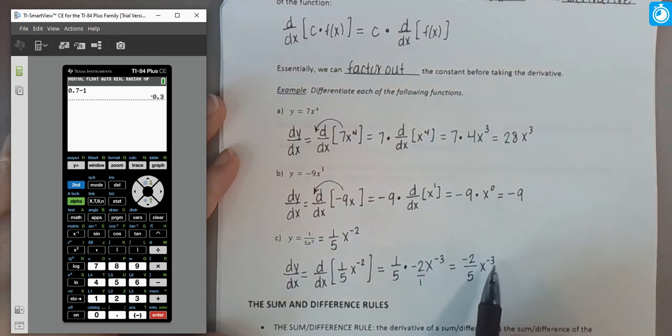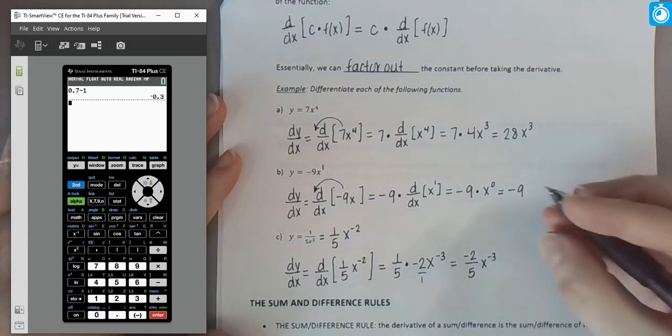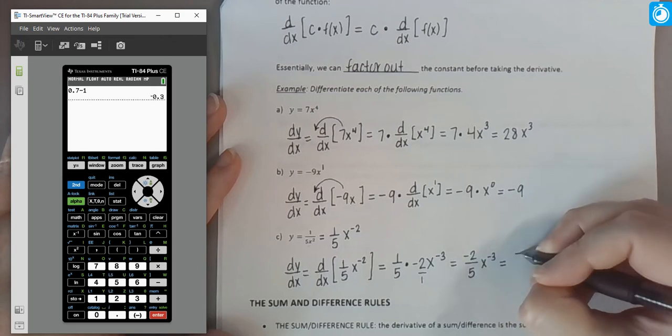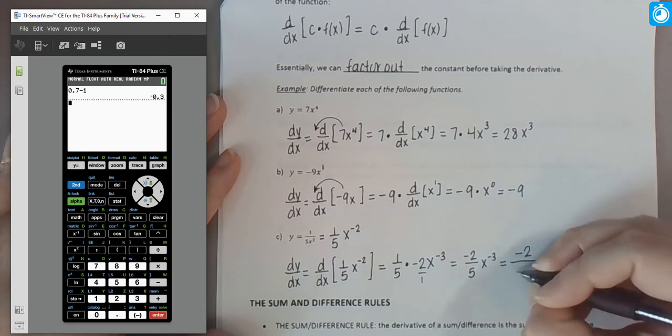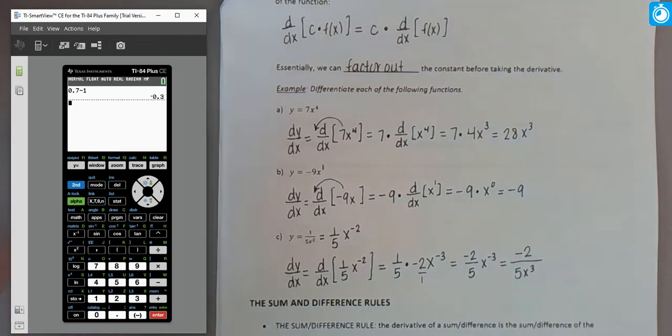Okay, but remember, negative exponents in general, we're not going to keep those because we have a better way to write those. So the negative exponent tells me, flip it, take it to the denominator. So my final simplified expression will be negative 2 over 5 times x cubed. And that's going to be my derivative.